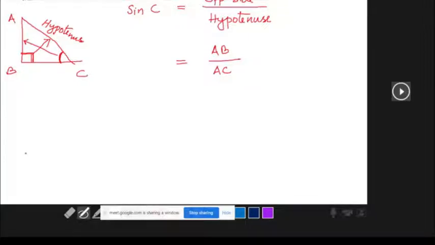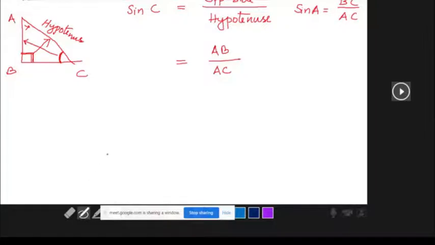Now if I ask sine function of A, sine of A, how will you get? BC by AC. Sine of A if I give, that is equal to BC by AC. Opposite of A is BC. BC by AC. Denominator has to be hypotenuse. Got it? BC by AC. Sine A is equal to BC by AC.